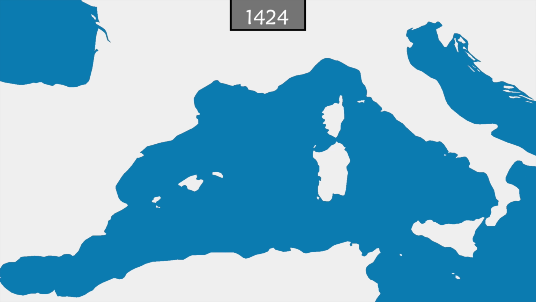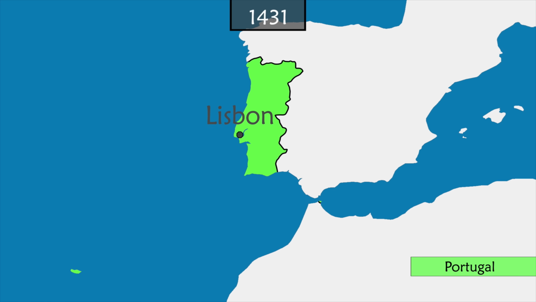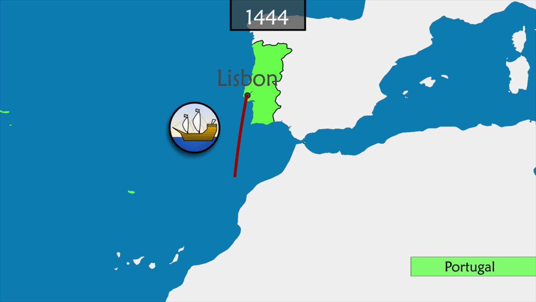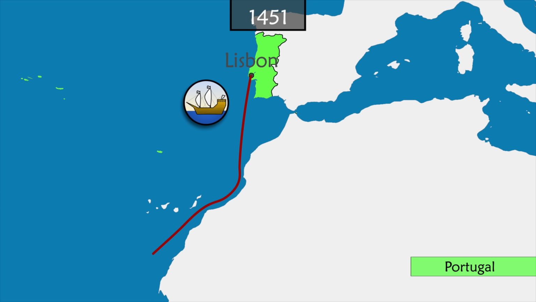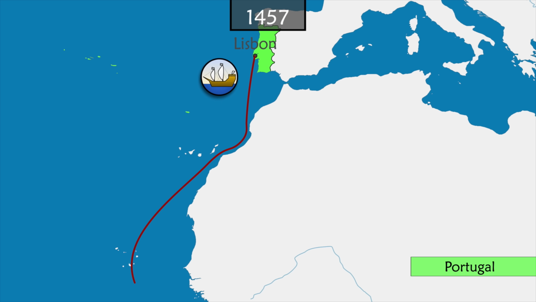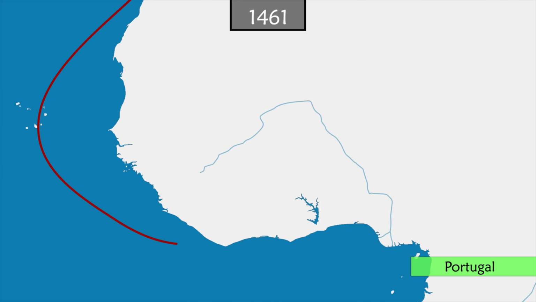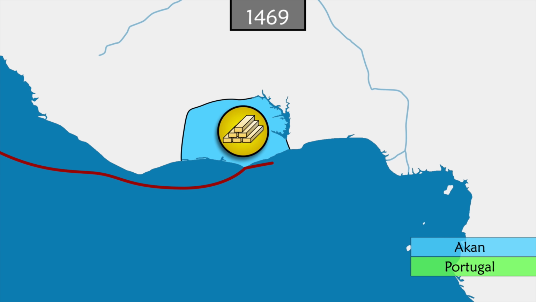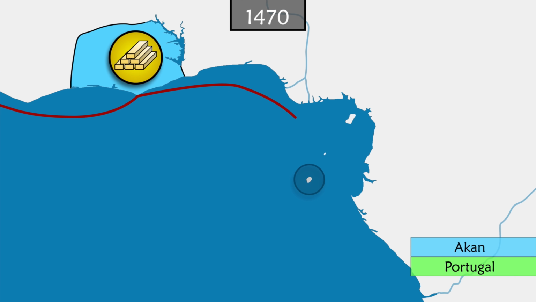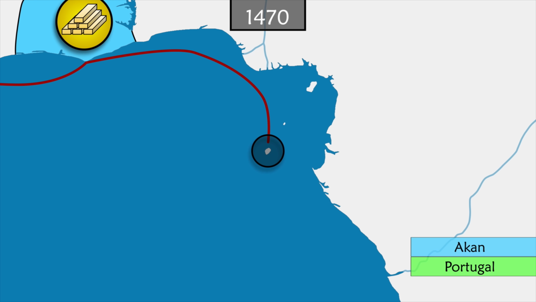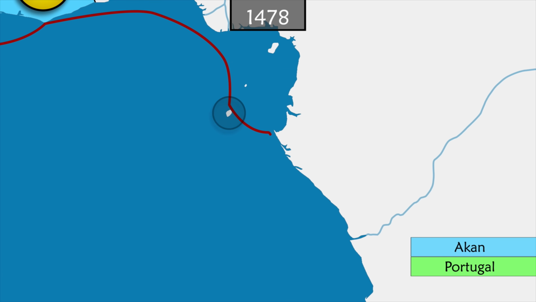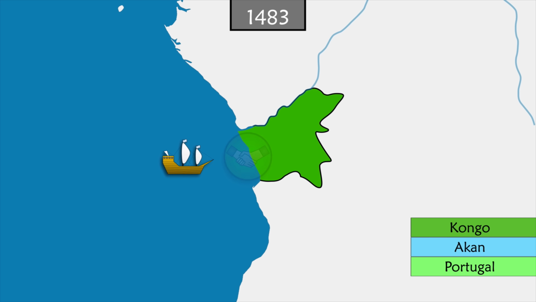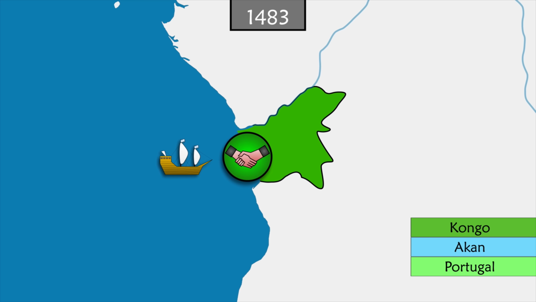All the way to the west of Europe, Portugal takes advantage of the creation of the caravel, a new, more maneuverable ship, to begin explorations along the African coast in search of new trade routes. After discovering the Akan people, who own numerous gold mines, the Portuguese navigators discover an uninhabited island that they name São Tomé. In 1483, they reach the Kingdom of Congo, with which they start diplomatic and commercial relations.